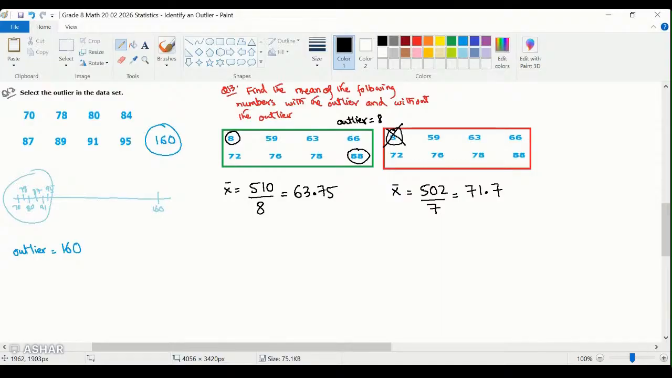If ever the outlier is the maximum number, the reverse will happen. Okay? If the outlier is the largest number, then the mean from the original will be reduced. When the outlier is the smallest number, then the mean from the original will increase. Okay?